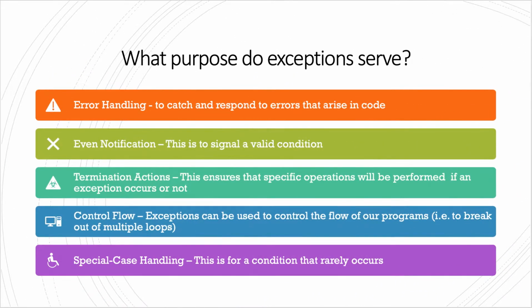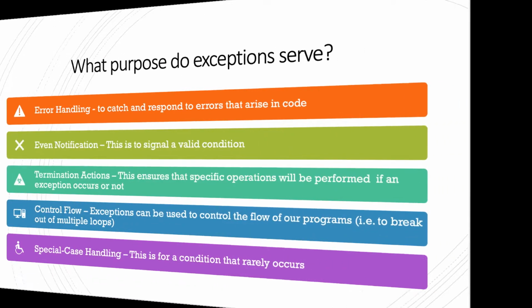This slide complements the slide we just came from. What purpose do exceptions serve? Well, here are a few good ones. Error handling, to catch and respond to errors that arise in code. Event notification, this is a signal of a valid condition. Termination actions, this ensures that specific operations will be performed whether an exception occurs or not, such as the famous one, closing a file. Control flow, exceptions can be used to control the flow of our programs. An example is to break out of multiple loops. And then there's special case handling. These are for conditions that rarely occur.